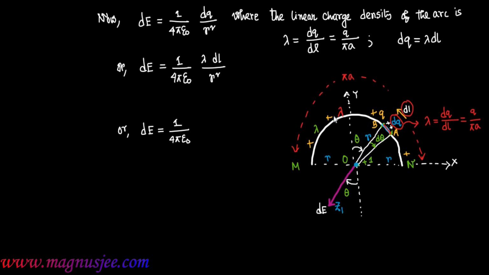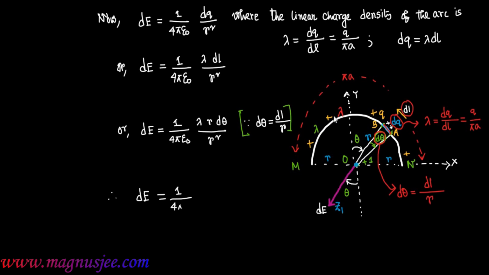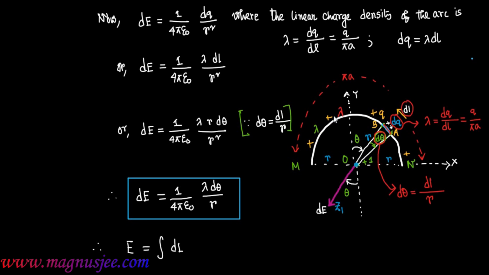Or dE equals 1/(4πε0) λ r dθ/r². Since the angle dθ equals length of arc divided by radius, that is dθ equals dl/r. In the diagram, the small angle dθ is equal to the length of arc, that is dl, divided by radius, that is r. dθ equals dl/r. Therefore, dE equals 1/(4πε0) λ dθ/r.